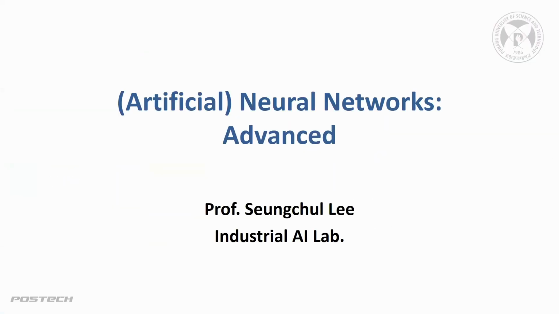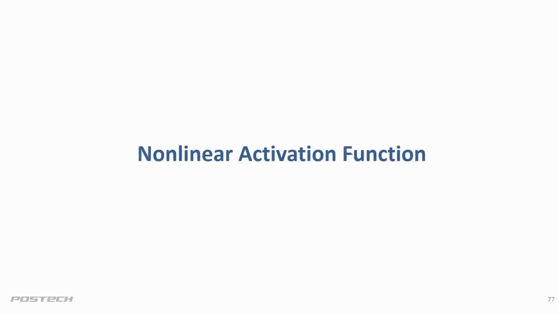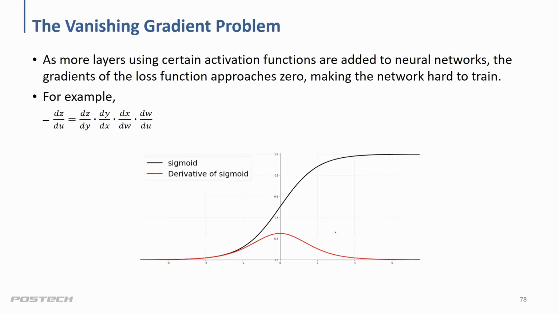And let's think about the advanced contents in neural nets. Today I will do the advanced stuff and think about the nonlinear activation functions. Here I introduced the sigmoid, the tangent hyperbolic, and ReLU. And in the title, the key thing that you should remember is the vanishing gradient problem.